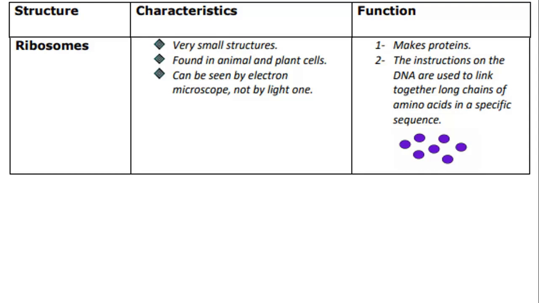Where do we find the DNA? We find the DNA in the nucleus, of course. Okay, how do they make proteins? They join long chains of amino acids according to a specific sequence. From where do they get the instructions for this sequence? Of course, from our DNA. And this is how they make the proteins.